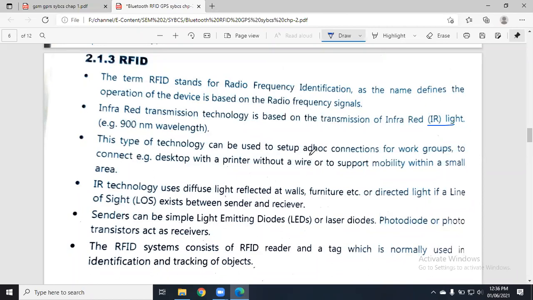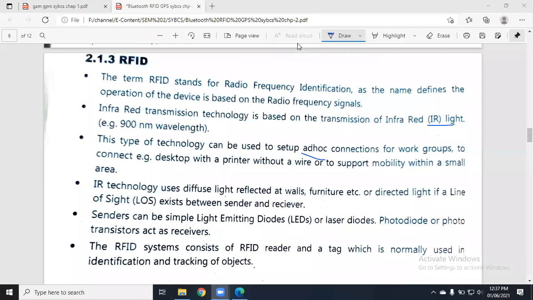What is the meaning of ad hoc? Establish a connection whenever it is necessary. When you need it, at that period of time only, just establish a communication. That is nothing but your ad hoc communication. So this type of technology you can just call an ad hoc technology.